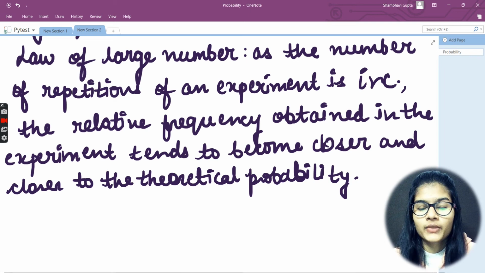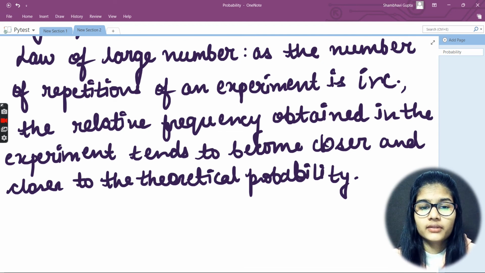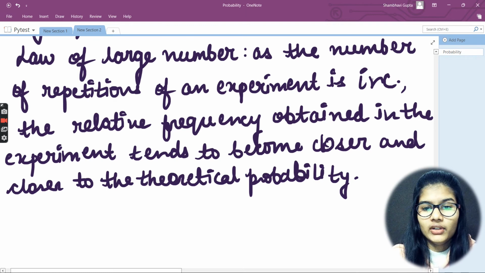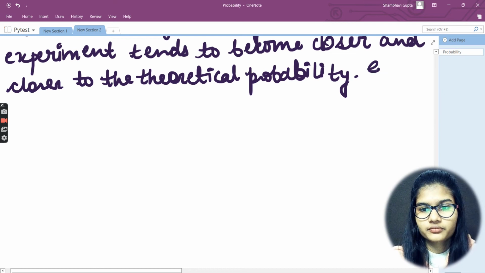So the law of large numbers says that as the number of repetitions of an experiment is increased, the relative frequency which you have actually obtained in the experiment becomes closer and closer to the theoretical probability. The relative frequency obtained in the experiment slowly comes closer to the theoretical probability which you have. Now there is something more as well. Not only is this the law, but there are some more things in this.